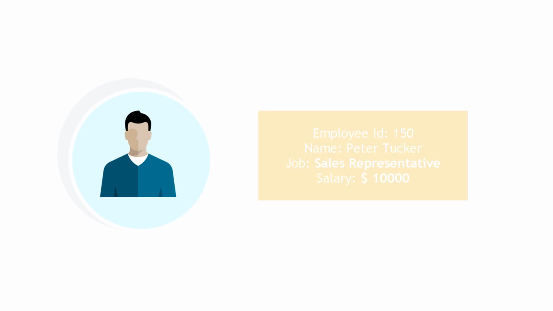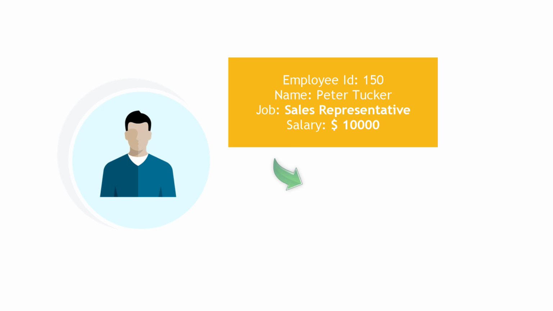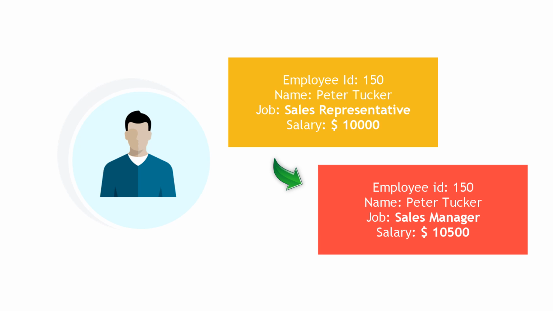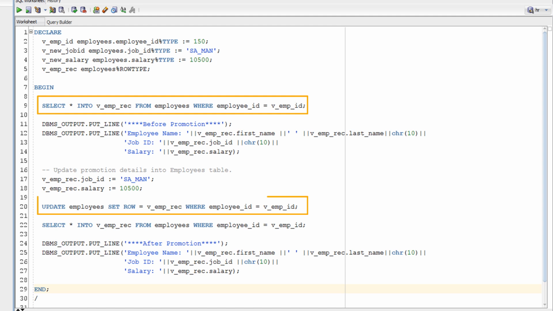Examine this use case. Peter, who is a sales representative in Jill's organization, has been promoted to a sales manager along with a salary hike of $500. Shall we write a PLSQL program using PLSQL records to reflect Peter's promotion in the HR database? In the declarative section, a record variable called v_emp_rec is declared using the %ROWTYPE attribute on the employees table. Observe how this record variable is used in the executable section in select and update statements.